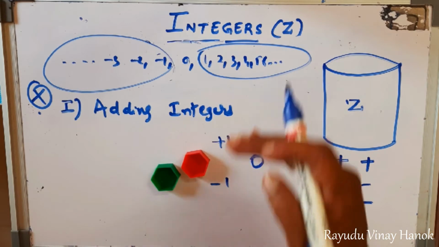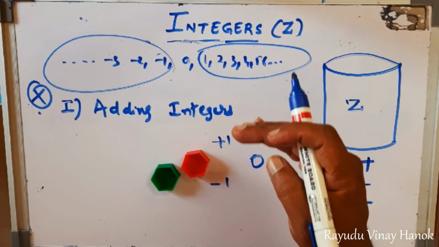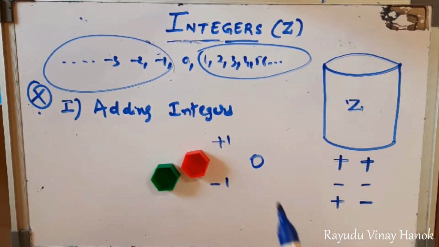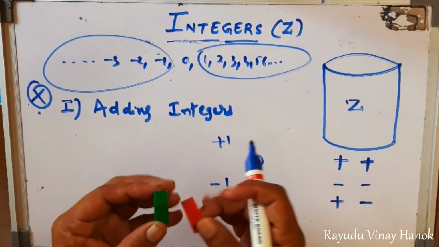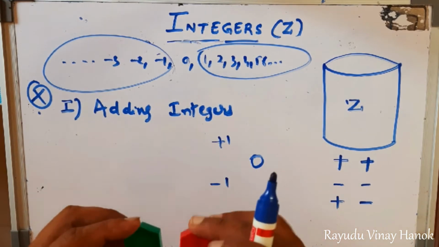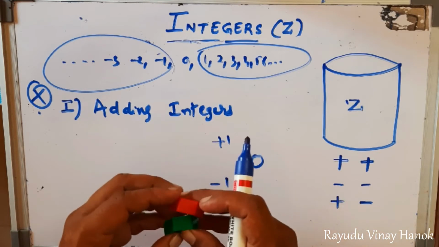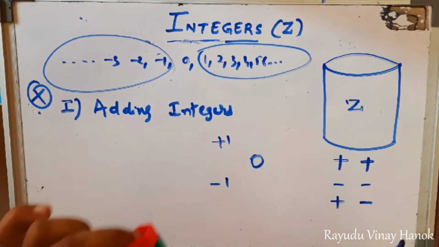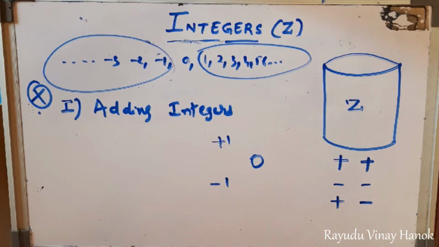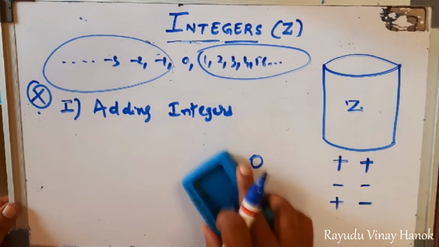Suppose your mom gave you 1 rupee and took it back, how much money will you have? 0. Plus 1 giving, minus 1 taking, so 0. That's why one green and one red, that means one positive and one negative, makes it nullified, 0. Remember this. Now let's jump to adding our integers.